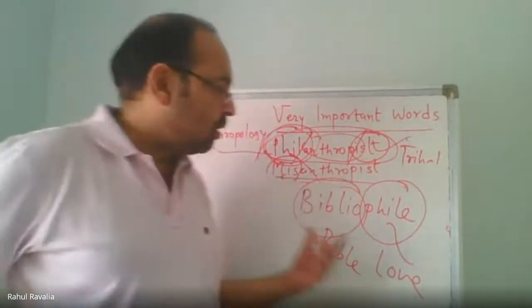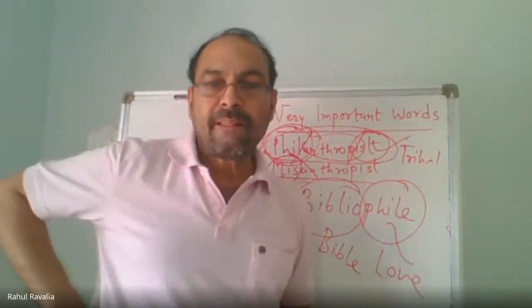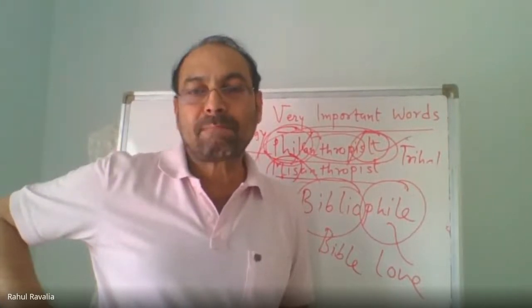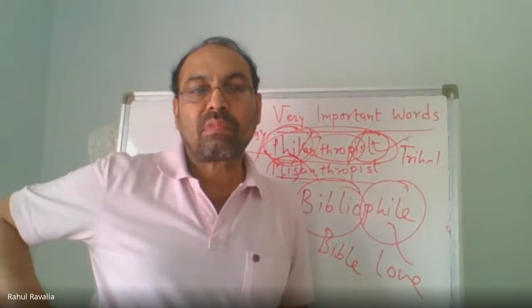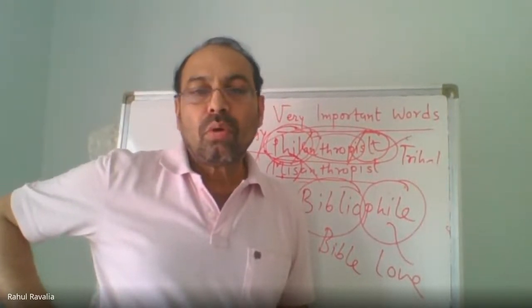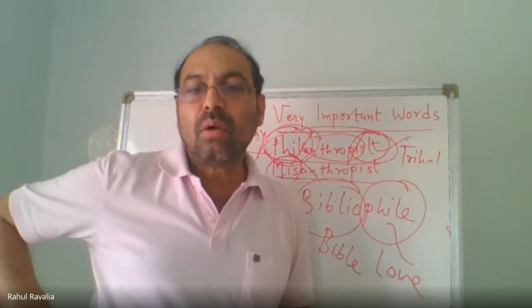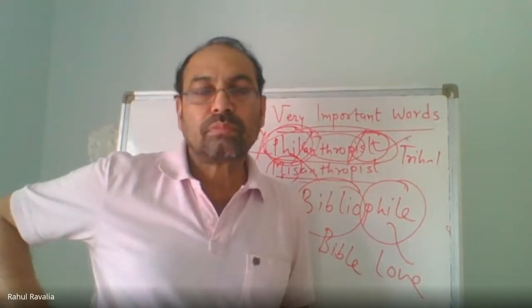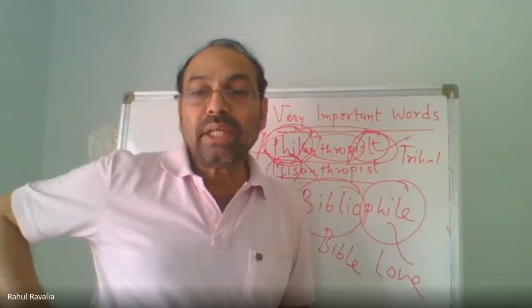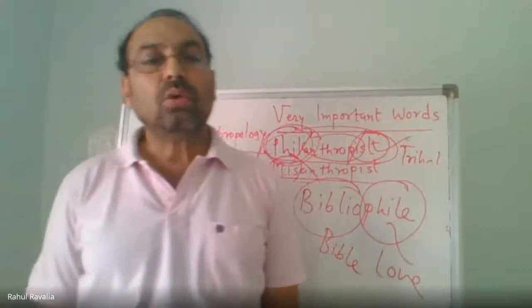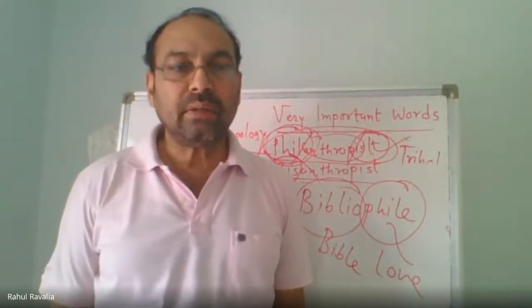Second, misanthropist. Mis means hate. Mis is equal to hate. The total meaning is a person who hates mankind.